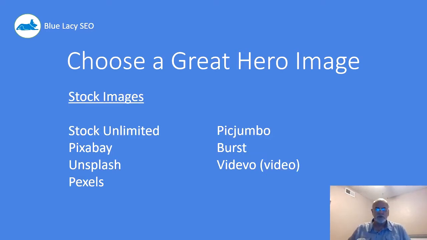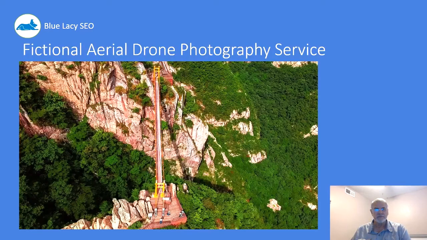So where can you get stock images? Here are some of the best sites, and I'll have links to these in the description below. Stock Unlimited, Pixabay, Unsplash, Pexels, PicJumbo, Burst, which is owned by Shopify, and VidEvo, I think that's how you pronounce it. That's for a video background. So I looked for a stock image, and actually I forgot which one I used. It was one of these on the selection.